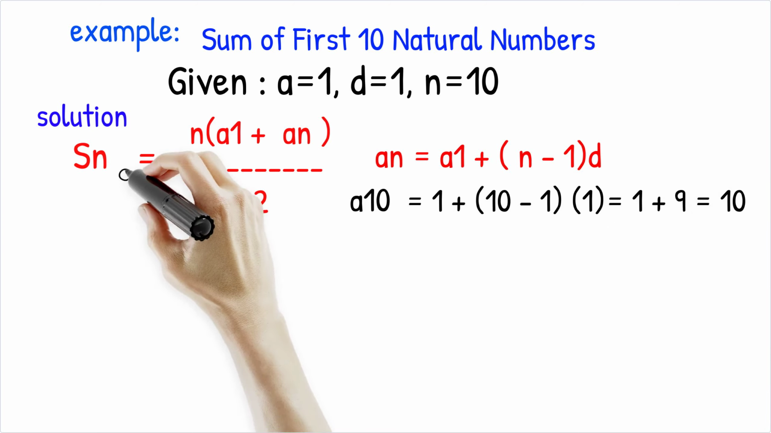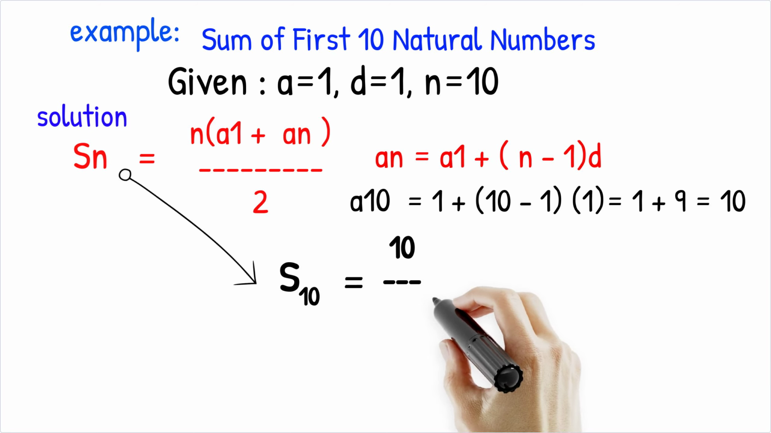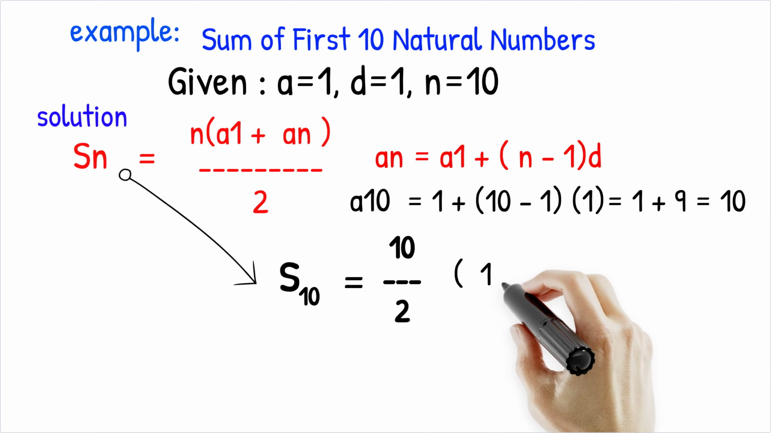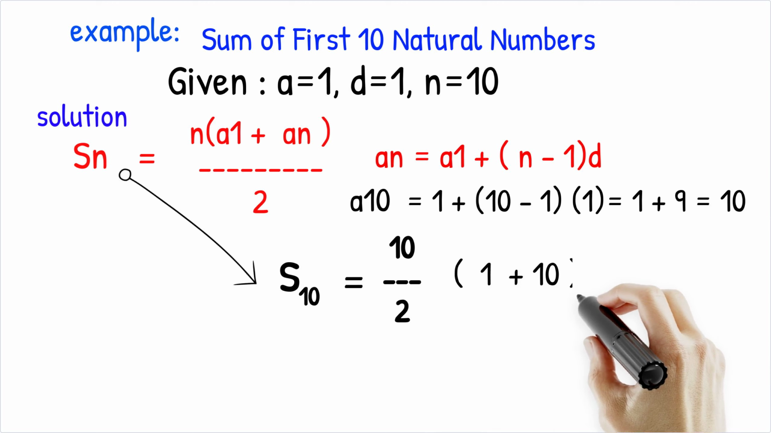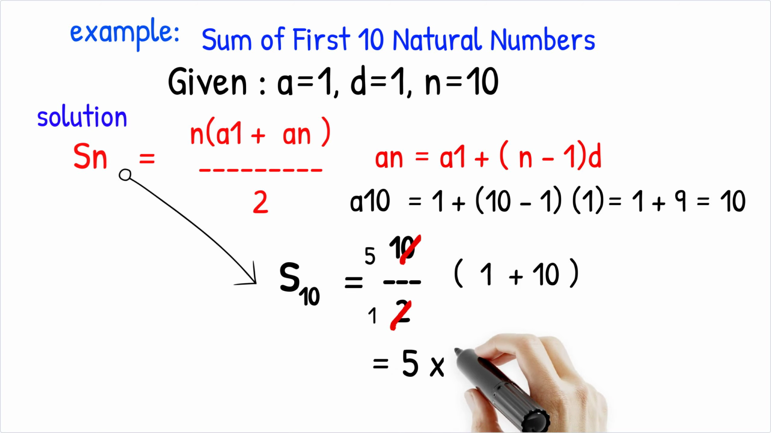Now the sum of 10 terms is given by S10 equals 10 over 2, multiplied by 1 plus 10. 2 simplifies with 10, giving 5 times 11, which is 55.